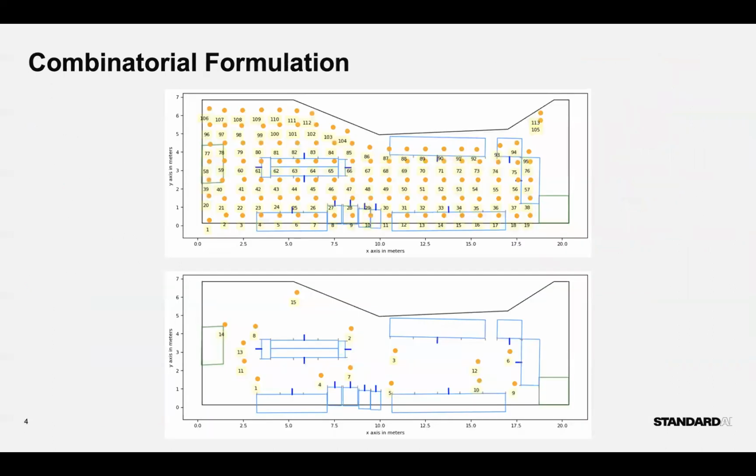We pose the camera placement problem as a combinatorial optimization, where we have a large pool of potential camera locations represented by the orange dots in the top figure, and we are interested in finding the optimal set of cameras which satisfies all the coverage, view, and position-related constraints discussed before.